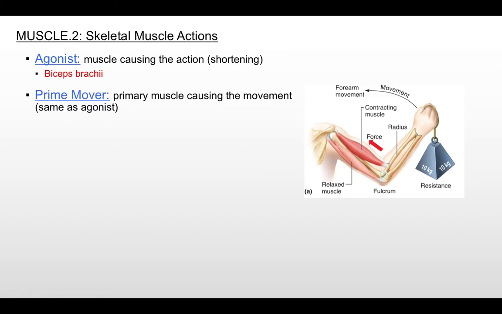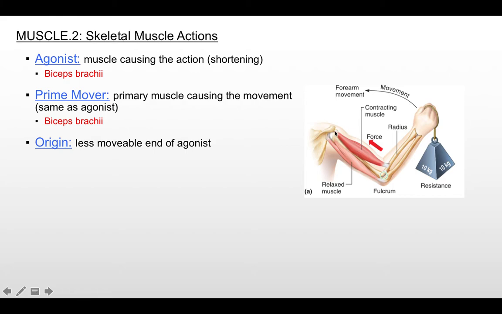Sometimes a synonym for the agonist is the prime mover. In most of the examples I'll show you, it's the primary muscle causing the movement, just the same as the agonist. The agonist itself has two attachment sites. Usually one of them is more mobile than the other. So for instance, if this were like a GIF and you could see it moving, the forearm would be moving up and down, the shoulder would not be moving very much at all. And if we're looking at these two attachment sites, that means that this end right here would be moving a lot more than this end, which would be pretty stationary.